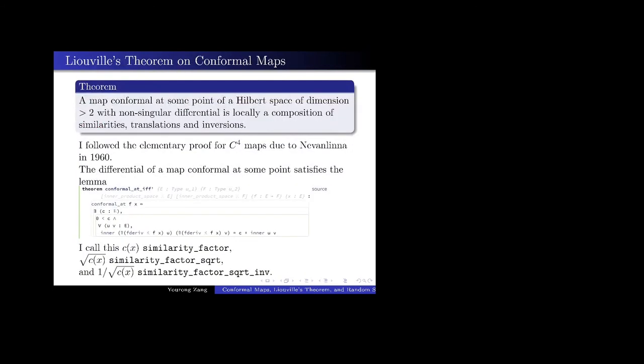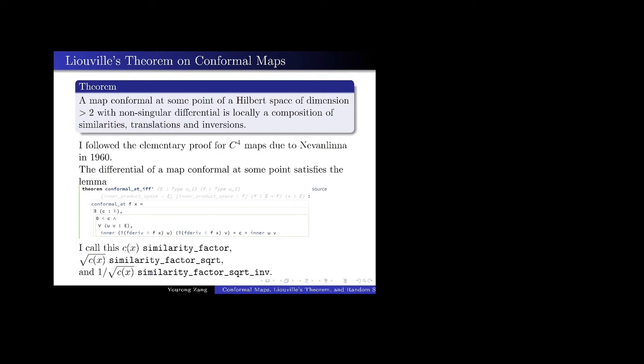And then I'm now working on Liouville's theorem for conformal maps. A map conformal at some point of a Hilbert space of dimension larger than 2, with non-singular differential, is locally a composition of similarities, translations, and inversions. This theorem actually requires a much deeper regularity condition, but the proof that can be done at the current stage is the elementary proof due to Evan Lena, for C^1 maps. The elementary proof is elementary but very complicated, I think, compared to those proofs for weaker regularity conditions.